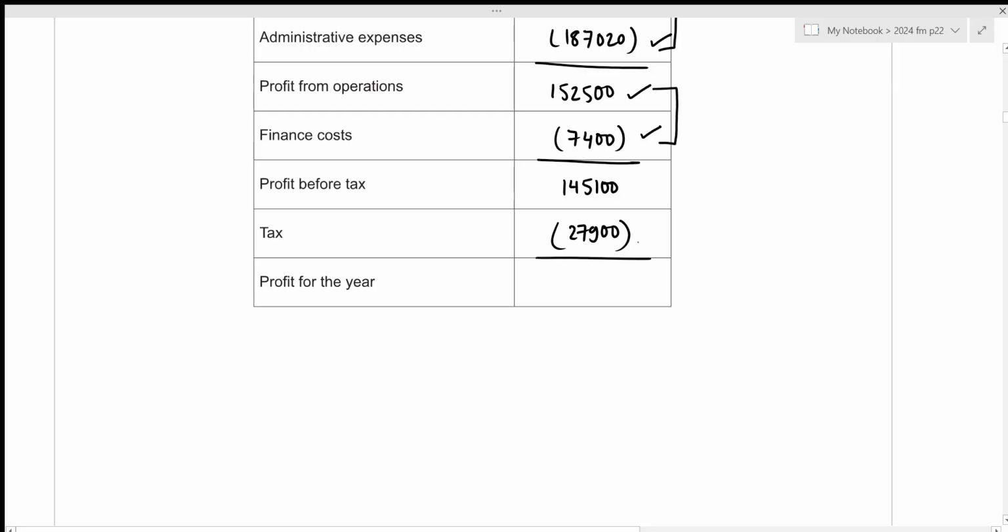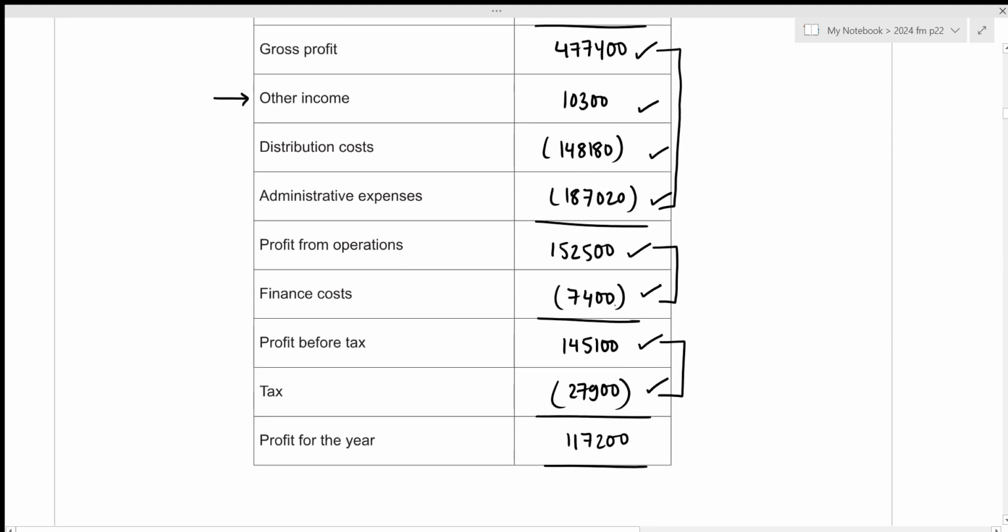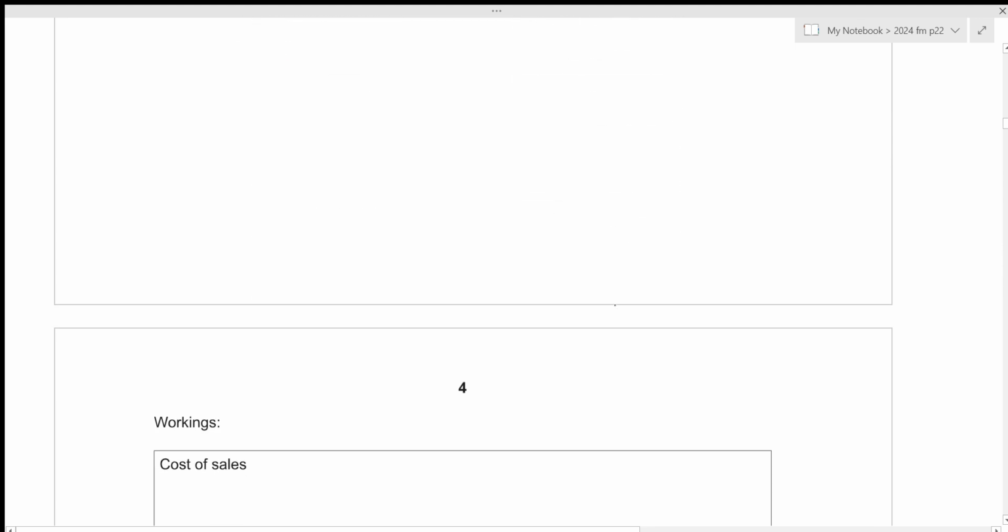And finally, we need to calculate profit for the year, which is the difference between profit before tax and tax. That's 145,100 minus 27,900, which results in 117,200. This completes the statement of profit or loss. Let's move towards the next part.